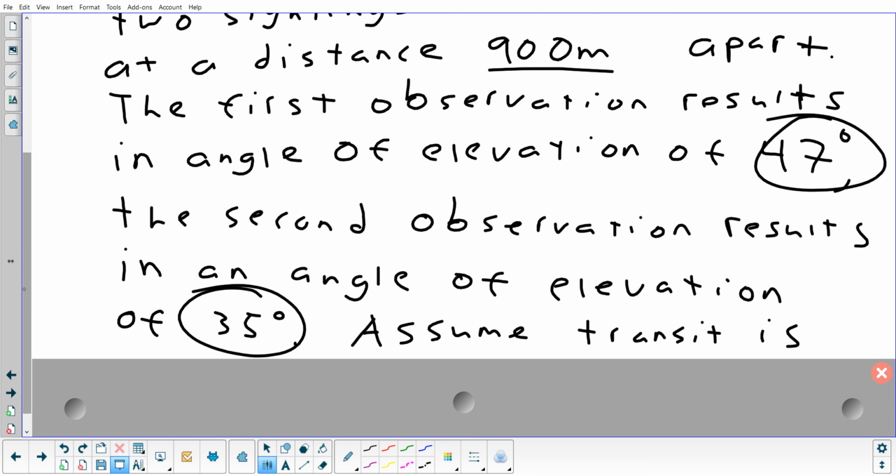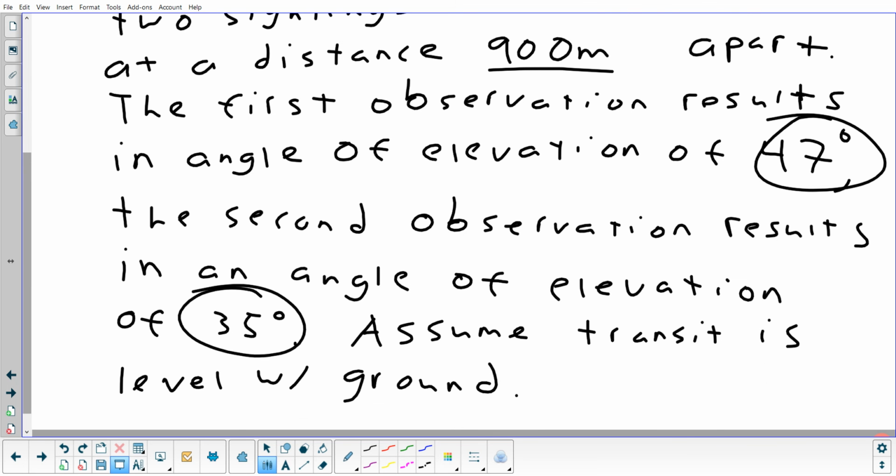Now, what we're going to assume is that the transit, or the device that they're using, is level with the ground. Technically, that's not true. The transit would be on a tripod that's like 5 or 6 feet tall. So that would change it a little bit. But let's assume that whatever they're using is right on the ground, and they're pointing it from the ground to the mountain.